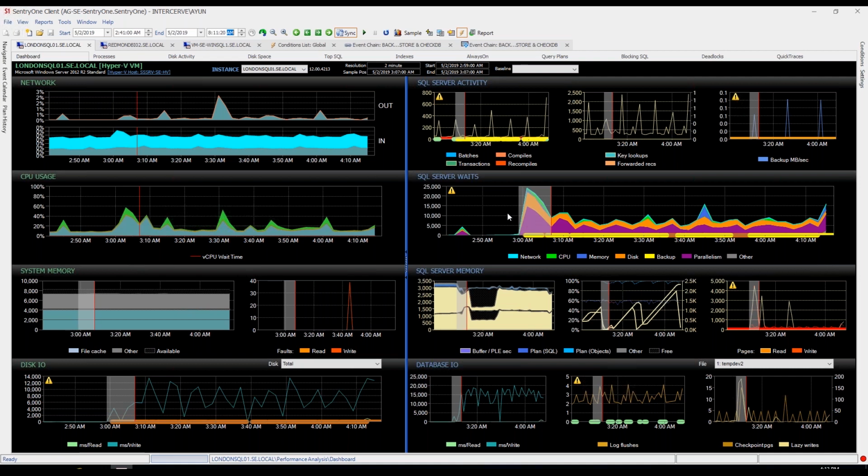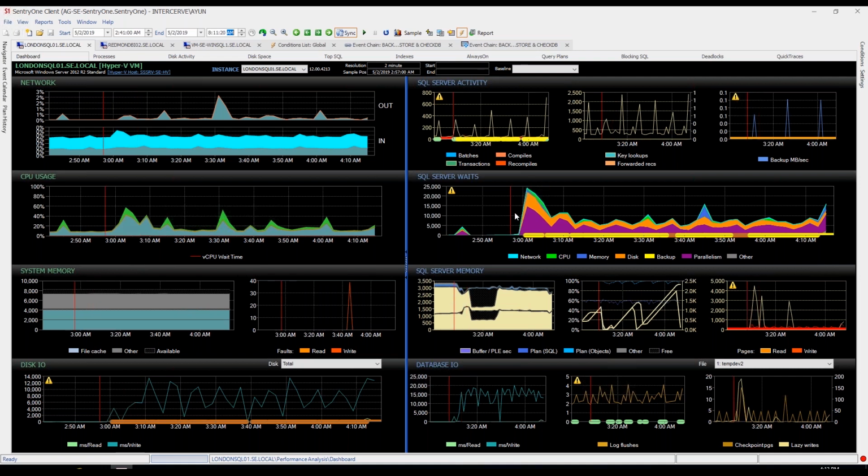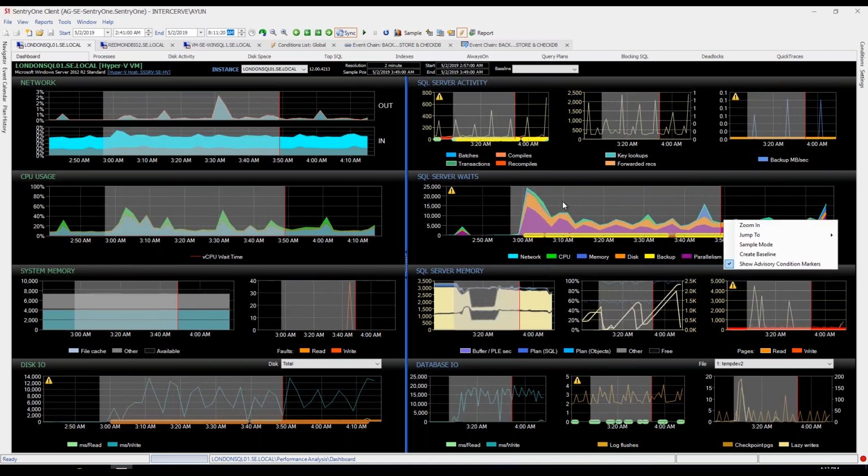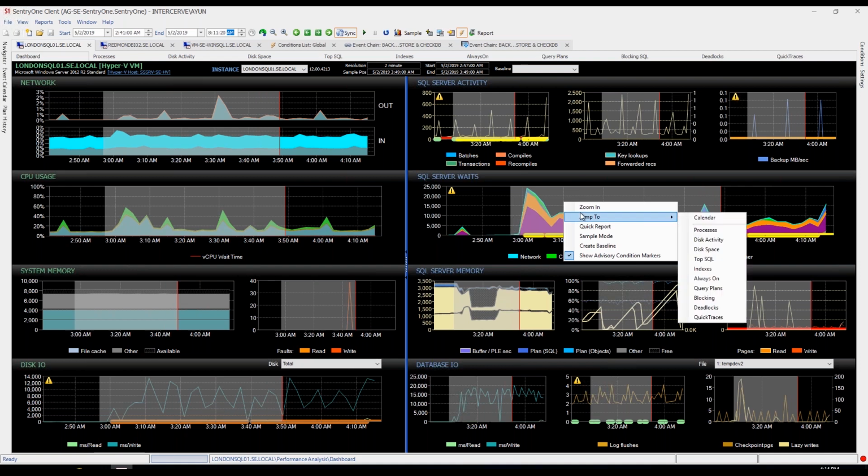And speaking of going next, let's talk about that now. Now that I've gathered some information about this interesting period of time, I now want to dive even deeper. So I'm going to highlight this period of time. And then I'm going to make use of the right-click jump to functionality. And notice we have a wide number of options available to us here. The jump to functionality is what allows us to move laterally throughout SentryOne while remaining focused on a period of time of interest or something else.